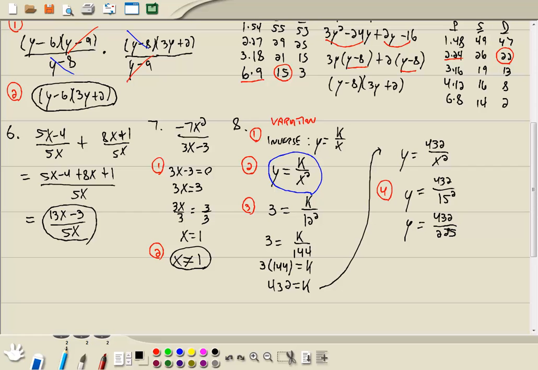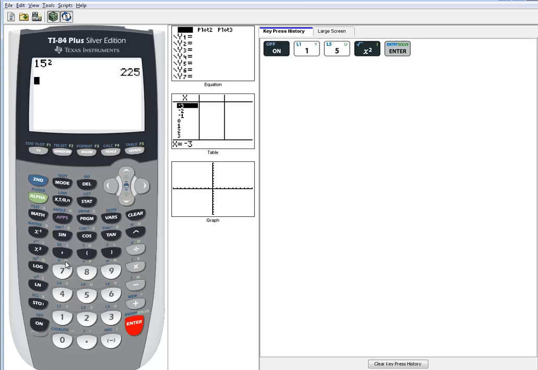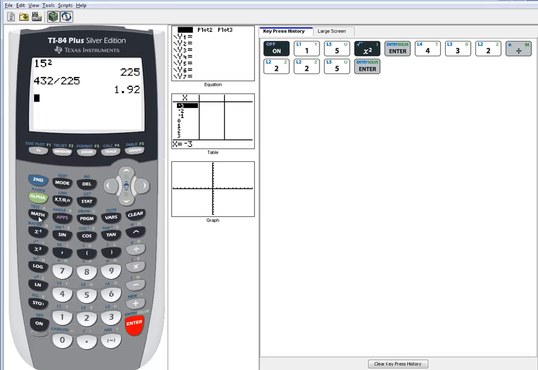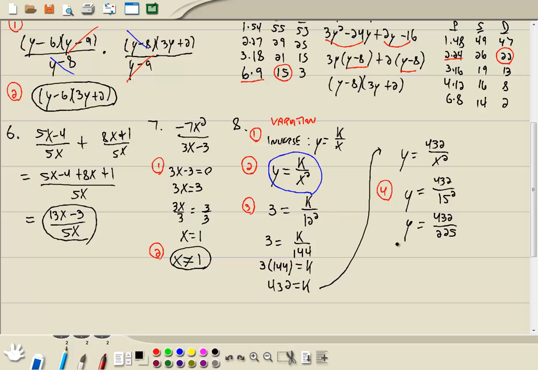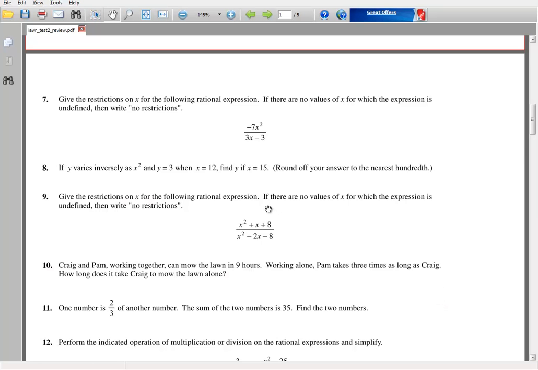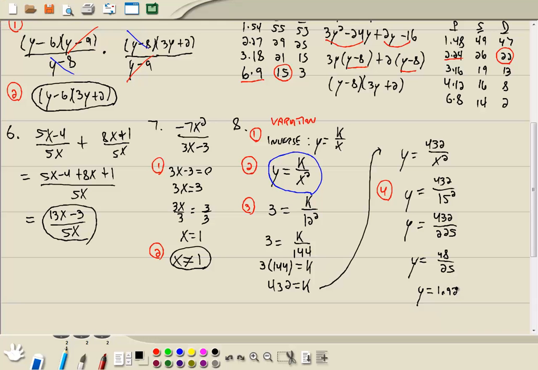Trying to think if this simplifies any. I'm going to cheat and use a calculator. So I got 432 divided by 225, enter, and then I'll do math, enter. And I guess I did simplify. So it gives me 48 over 25. Now if you're wanting it in decimal form, it'd be 1.92. Let's see what in the world this problem's asking for. I guess I should round your answer off to the nearest hundredth. Okay. Hundredth would be the second decimal place here, so they're looking for the decimal version like that.